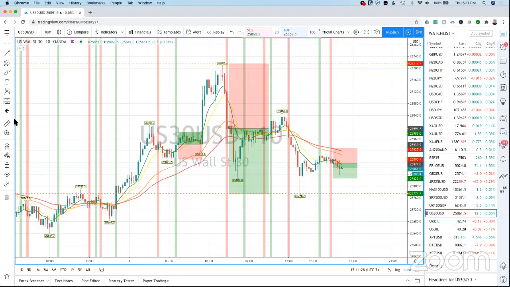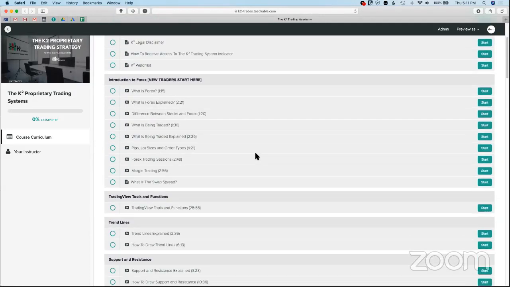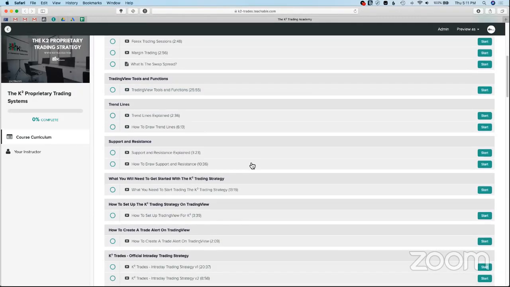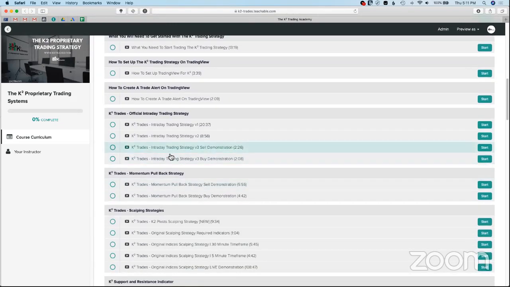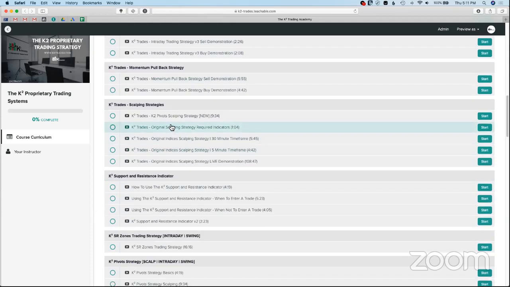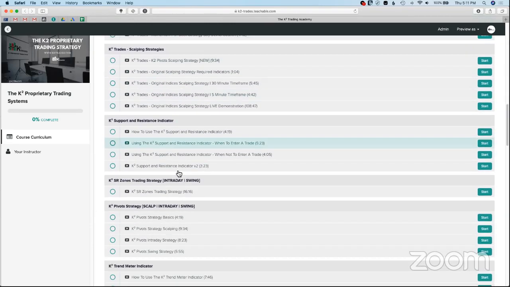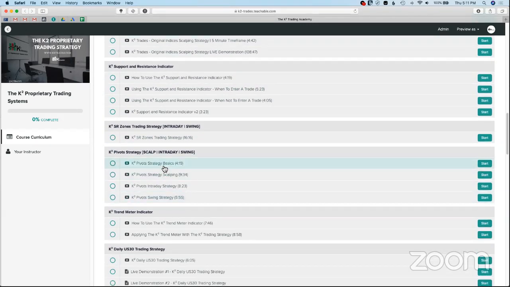It's very simple. Let me see what else people are asking about. Another thing would be the strategy. So if you go down the list, you'll see that we have the intraday strategy right here, the momentum strategy, the scalping strategies. This includes the K2 pivot strategy that I just showed you guys. And then if you guys want to see the breakdown of all of the K2 pivot strategies, it's pretty much right here.